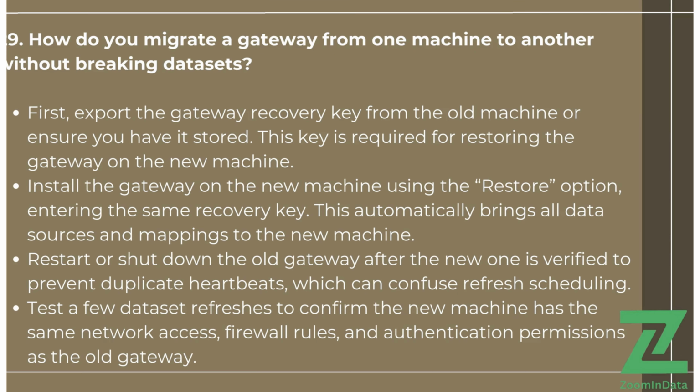Install the gateway on the new machine using the Restore option, entering the same recovery key. This automatically brings all data sources and mappings to the new machine. Restart or shut down the old gateway after the new one is verified to prevent duplicate heartbeats, which can confuse refresh scheduling. Test a few dataset refreshes to confirm the new machine has the same network access, firewall rules, and authentication permissions as the old gateway.